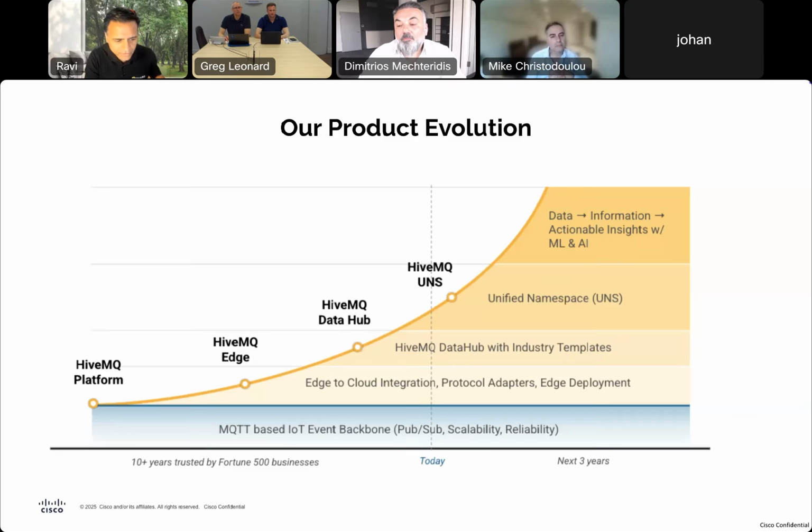So it's not just about bringing the data and moving the data. It's about contextualizing it, and then it's about driving actionable insights out of the data. That's our evolution here.